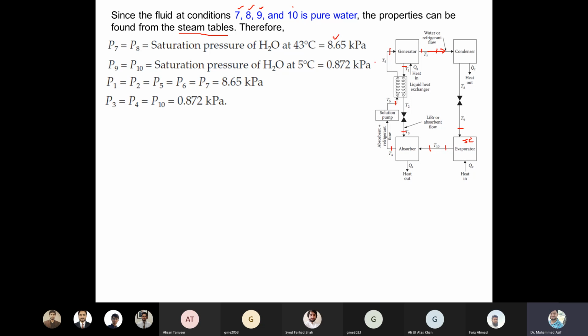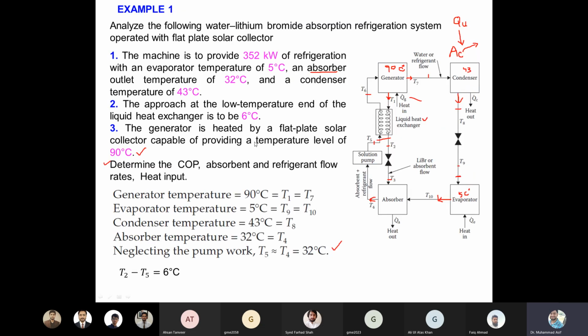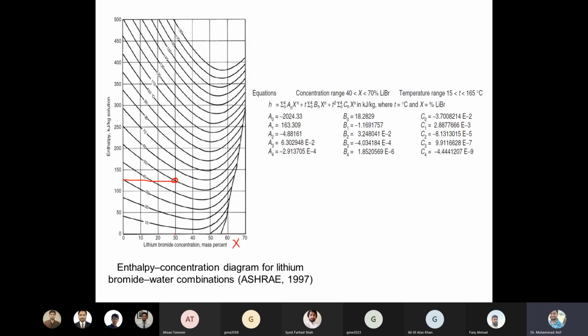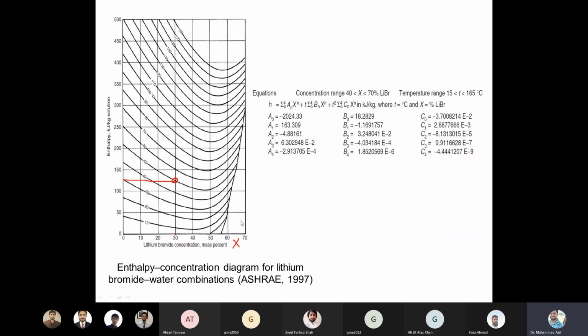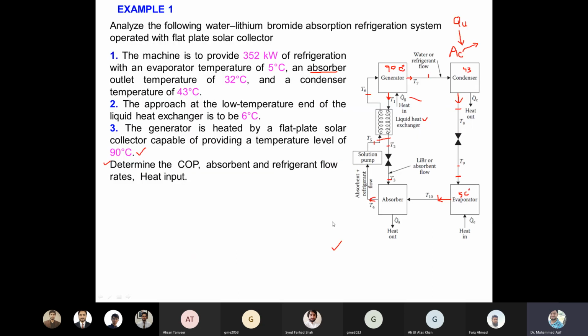I mean the enthalpies. Let me recall: if you know the properties, pressure and temperature, let me show you the graph. If you know the pressure and temperature at each point, then you can read the value of the concentration, the value of x. Once you read x, then from the next graph, if you know the value of x and the temperature, you can read the enthalpy. So mainly you will use these two graphs to read the remaining properties, right?